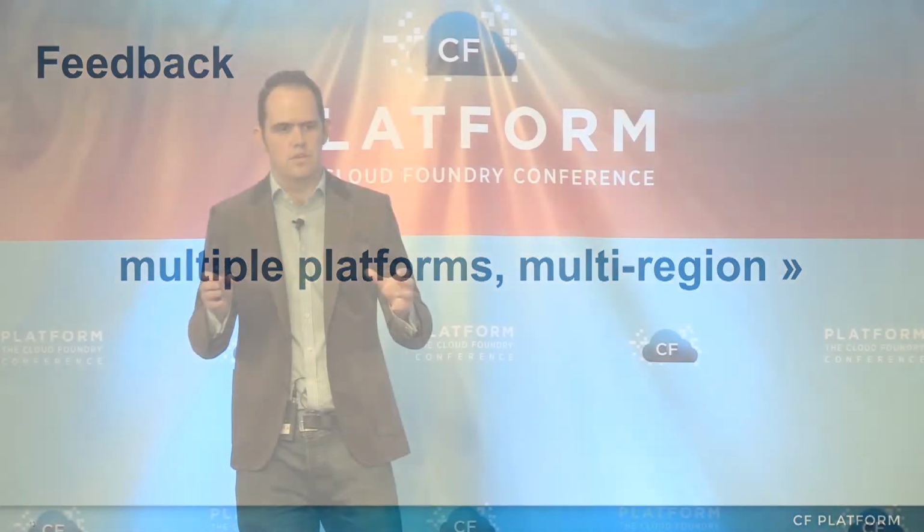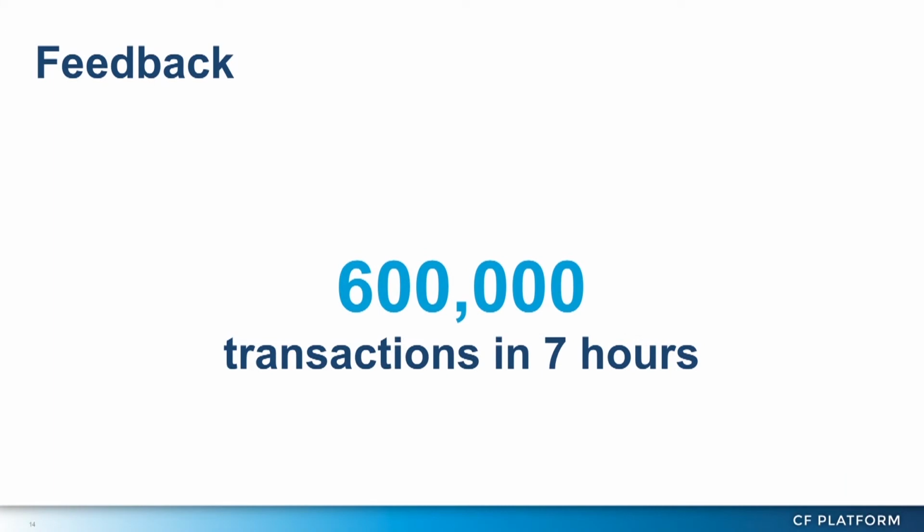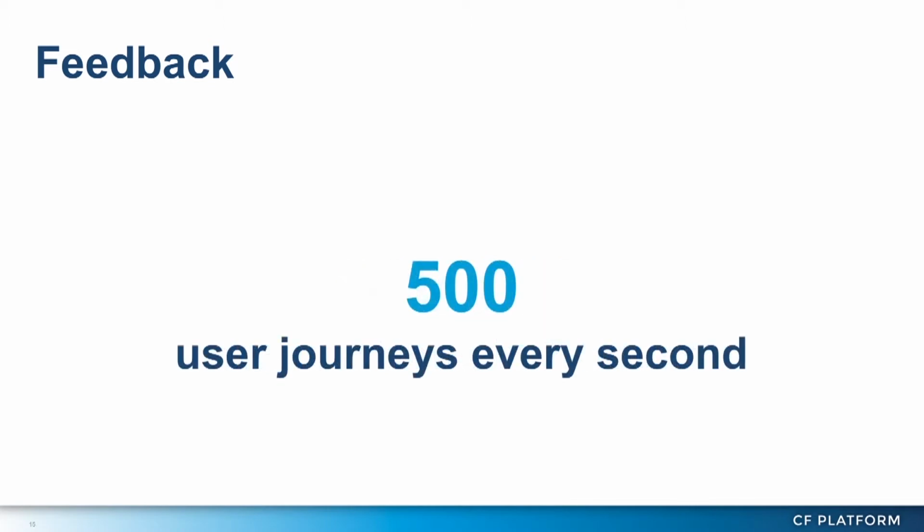So we're spanning different EC2 regions. We've got different virtualization technologies in play as well. And we've been able to do that, I say relatively straightforwardly, right? And so to give you a feeling about what the application actually grew to, this is what the application had to deliver. So we were doing 600,000 transactions in 7 hours. We had to build for 500 user journeys every second. And that's not requests, that's user journeys. So this is reasonably significant stuff.